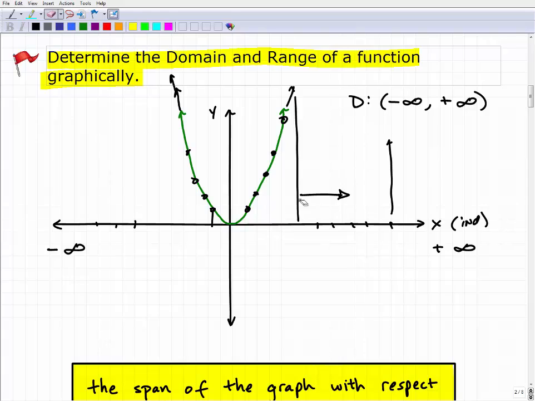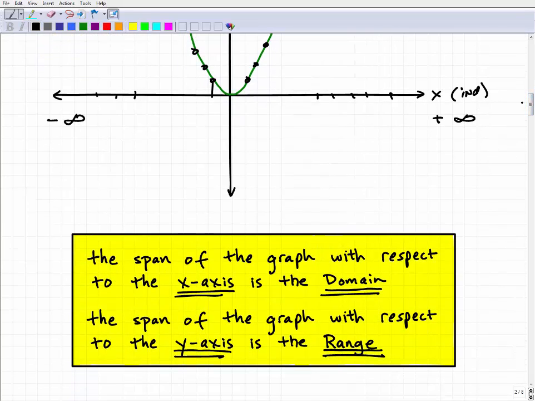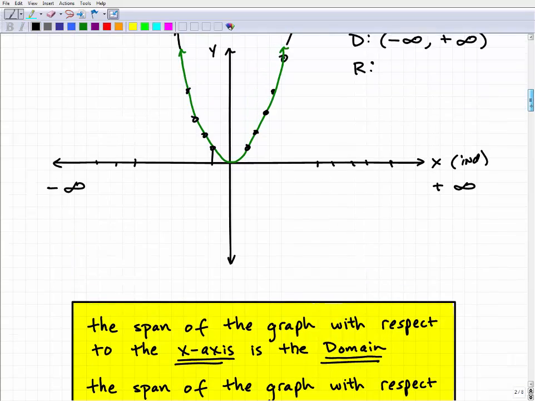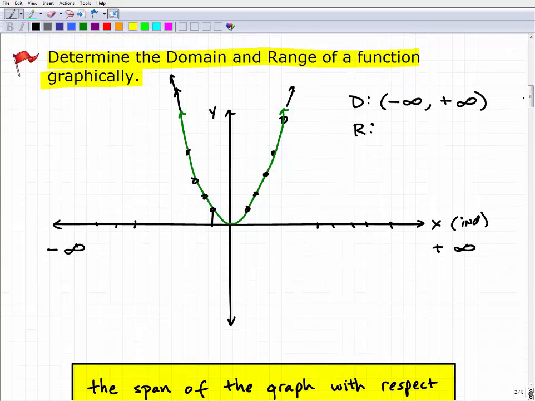Let me erase this here, but now we're going to focus on the range, okay? And we're going to do the same thing, but instead of focusing on the x-axis, we're going to look at the span of the graph, how wide it is, if you will, with respect to the y-axis. Okay, now this is going to be a little bit different here, okay?